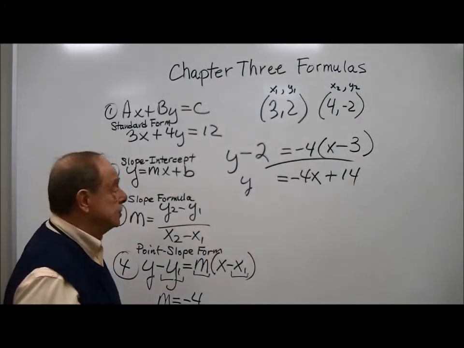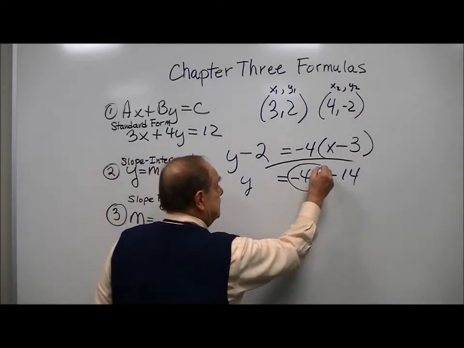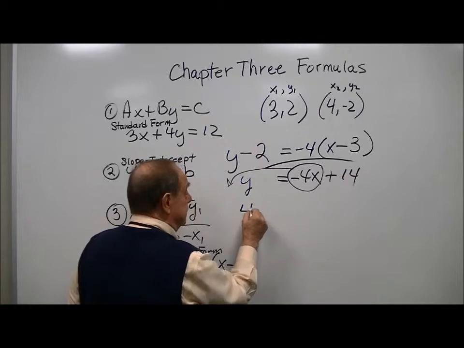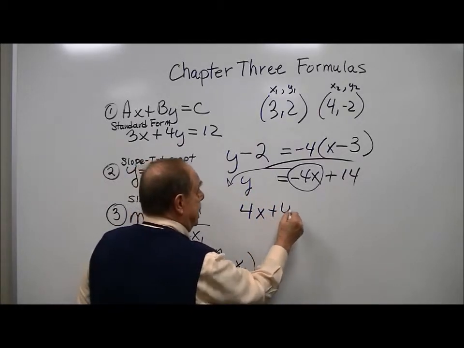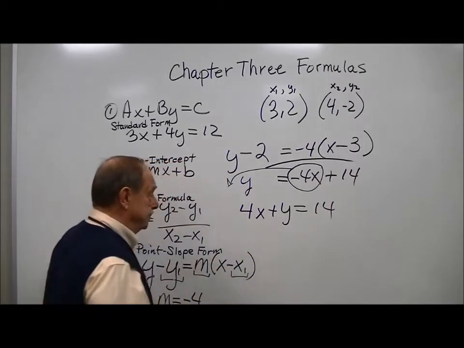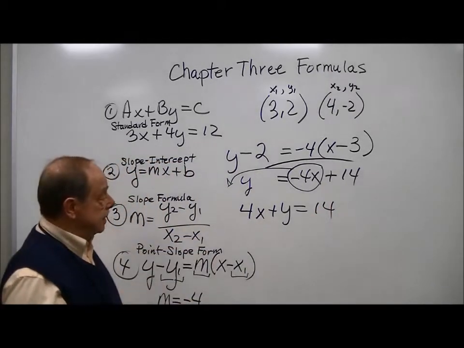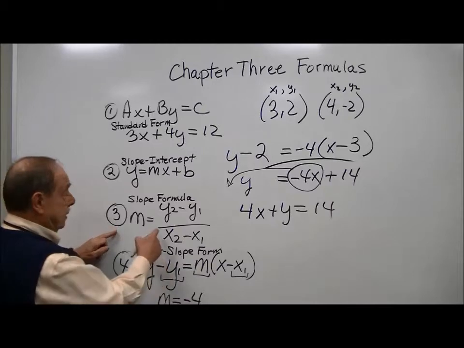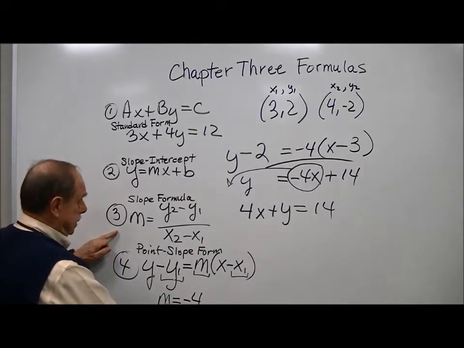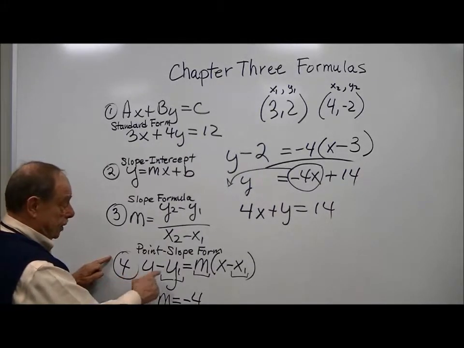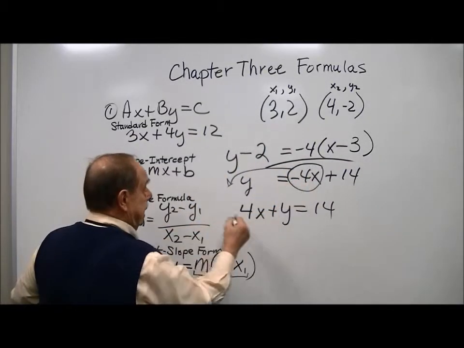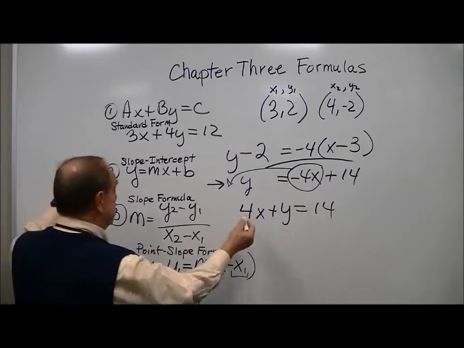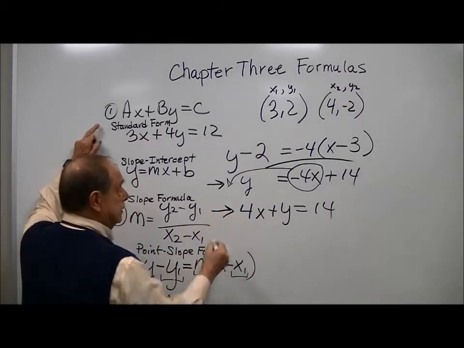Well, actually in this case it's pretty easy, because all we're going to do is take this term and transpose it to the other side. When it does, it becomes a positive 4x plus y equals 14. And there is our equation that originally started with 2 points. We found the slope. The slope was negative 4. We then put it into formula 4 through substitution, and we got the slope-intercept form, which is number 2, and then we converted it to number 1, standard form.